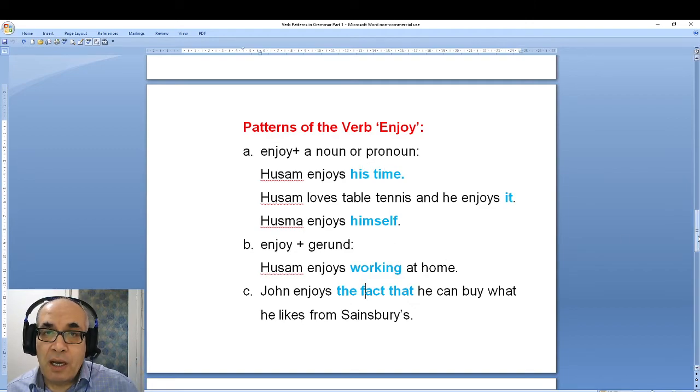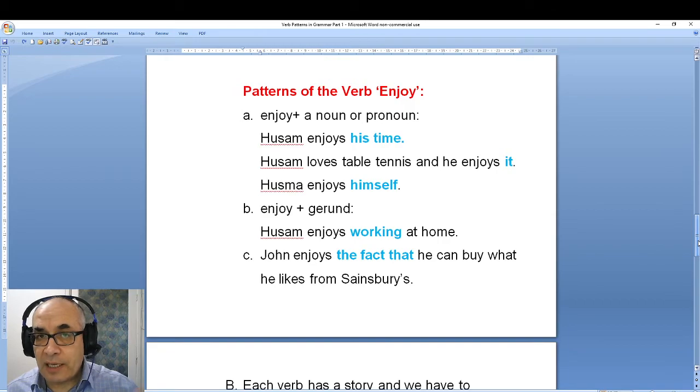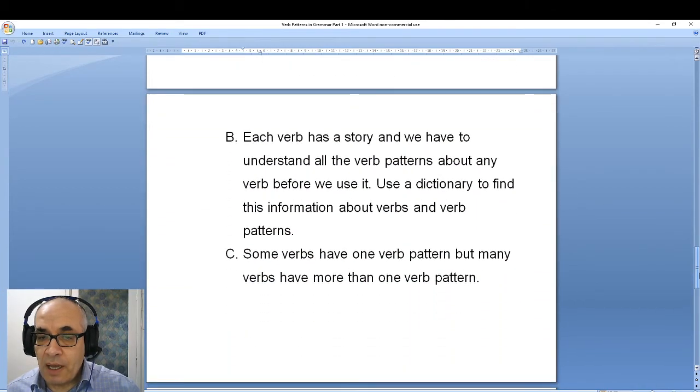Some verbs have got 1 verb pattern, some verbs have got 2, some verbs have got 3. So when I am going to use a verb in my speaking or in my writing, I have to know what I can use before the verb and after the verb. And this way I can build the sentence. And this is important information for you.